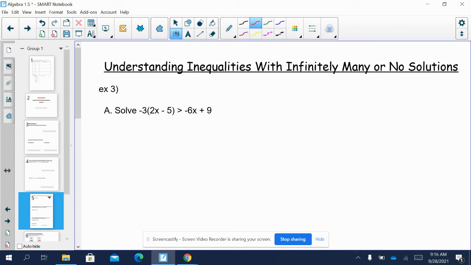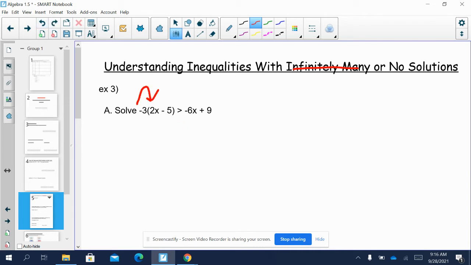So we looked at inequalities with infinitely many. We said instead of saying infinitely many, we said all real solutions, all real numbers, or ones with no solutions. So when we examined A, we saw that we had to distribute first because while solving equations, that's what we did. It's the same exact process as solving an equation, only we have to remember this inequality symbol.